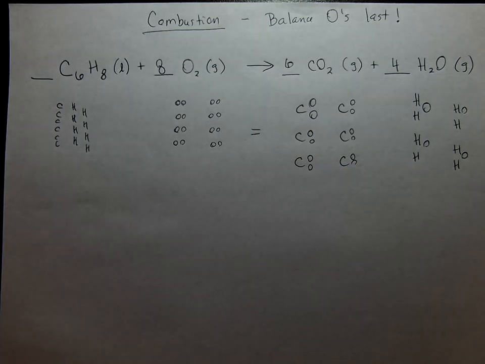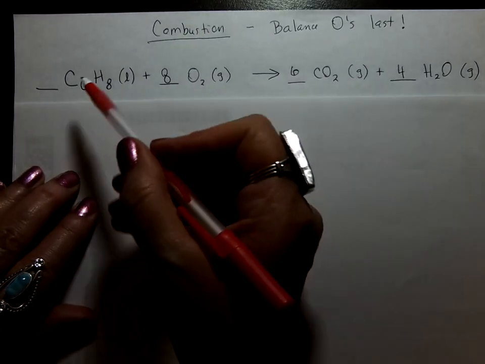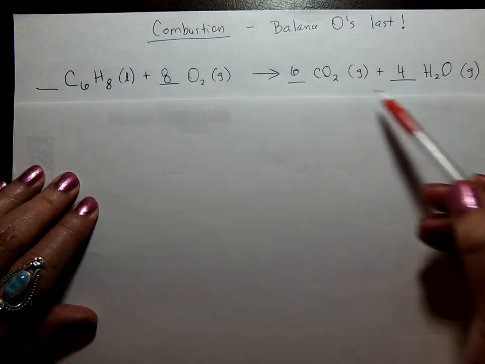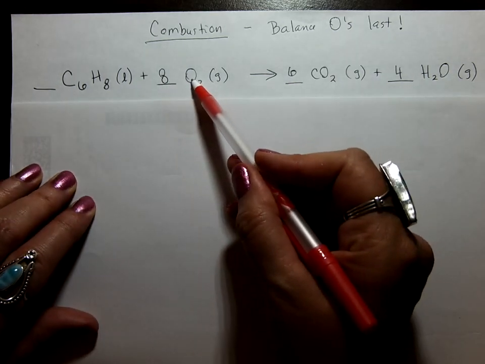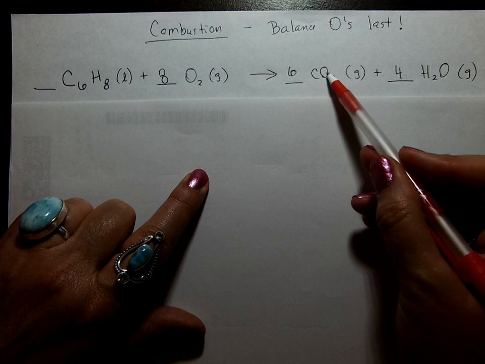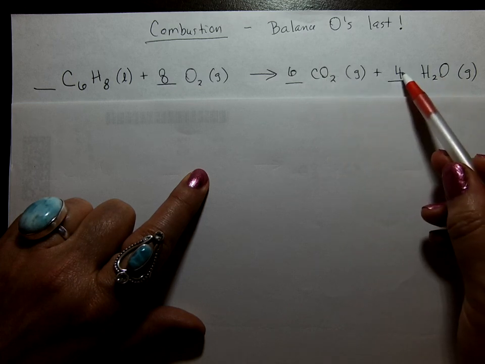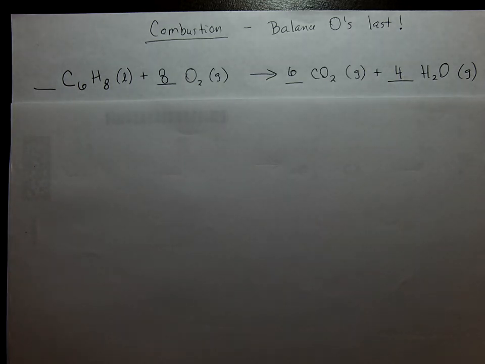Now, drawing a picture takes a while. So, another way to look at these reactions without the picture is just to multiply. 6 carbons, 6 times 1 is 6 carbons. 8 hydrogens. 4 times 2 is 8 hydrogens. And I have 8 times 2 is 16 oxygens. 6 times 2 is 12 oxygens plus 4 times 1. So 12, 13, 14, 15, 16 oxygens on this side. So as you get better and better at balancing, you don't have to draw a little picture anymore.